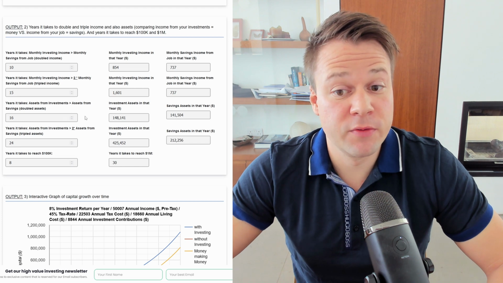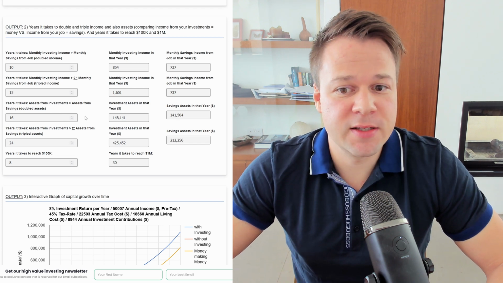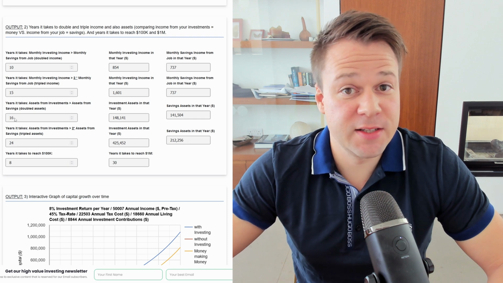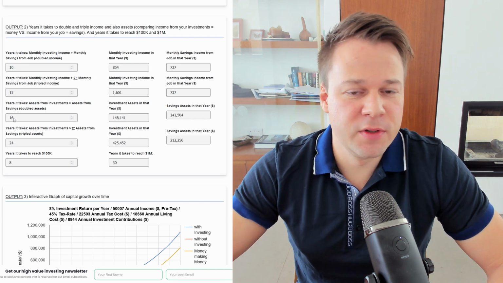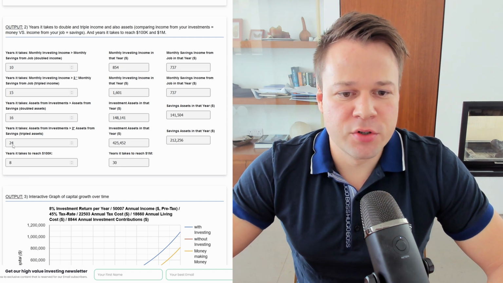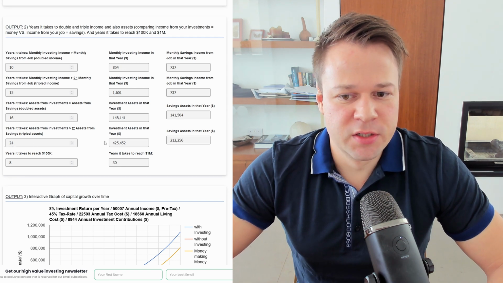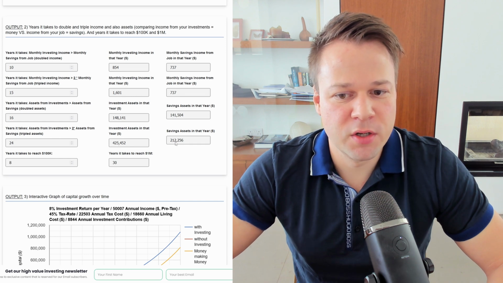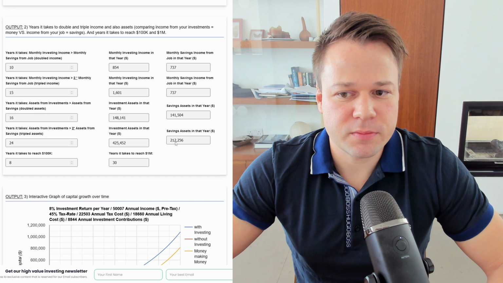It also is very powerful to see that you can double your assets, your complete net worth, just with the investing at 8% with relatively low income numbers. Okay, and then to triple the assets, it takes 24 years, and then you see the assets are 425,000 versus only 212,000.